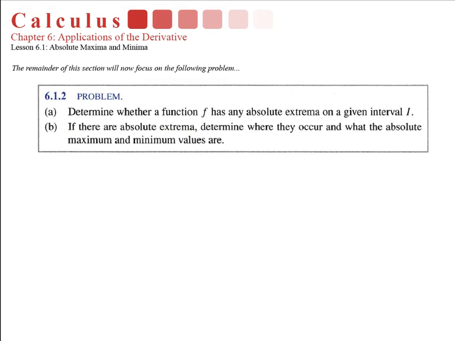Okay, the remainder of this lesson will now focus on the following problem. The problem is two-parted. A, determine whether the function f has any absolute extremum on a given interval I, and B, if there are absolute extrema, determine whether they occur and what the absolute maximum and minimum values are. That's going to now take our attention for the remainder of the lesson.